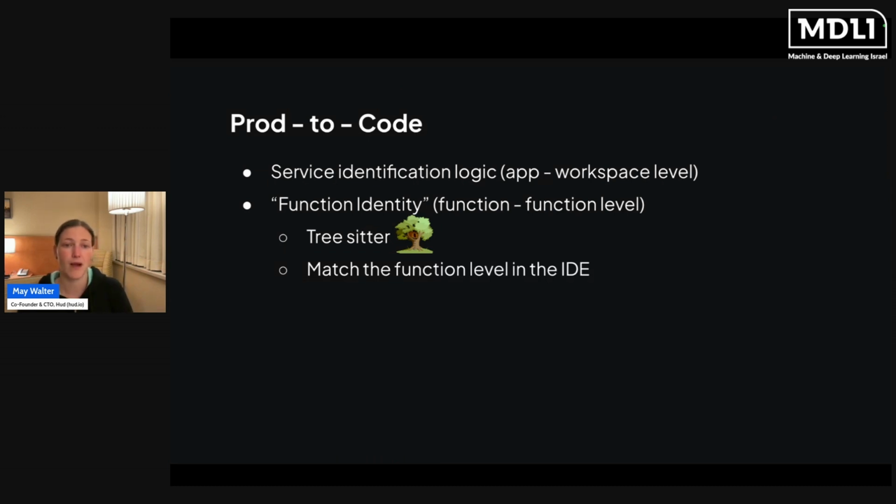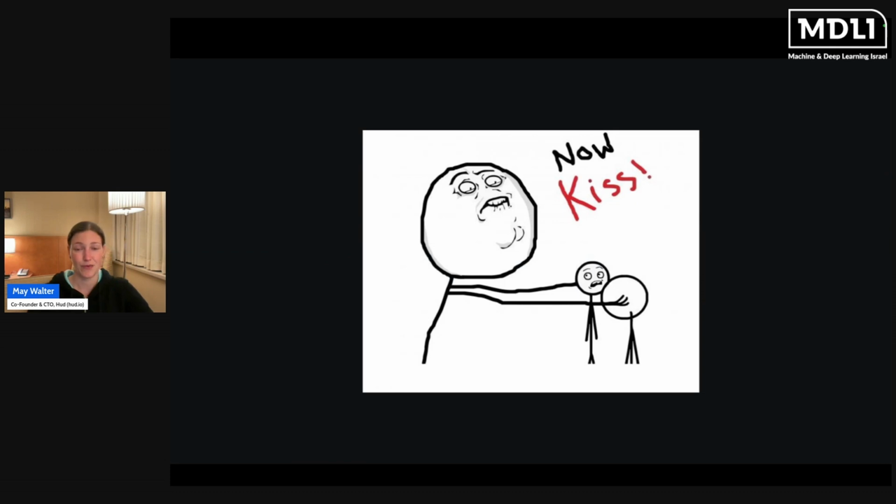And on top of that, we also have the function identity, which matches the function in production to the function that's local. For that, we mostly use AST parsing, abstract syntax tree, using Tree-sitter, which is GitHub's open source repository. I won't go too much into detail because that could be a 30-minute talk. But the context here and the importance of this specific matching is that now we can actually speak the language of the client that we're working with, which is the local functions. So now we want them to kiss.